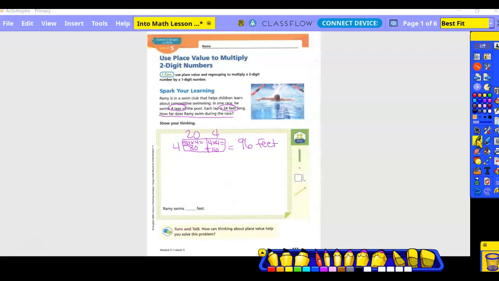Let's see if we can get that with base 10 blocks. So, how many longs do I do? Any flats? No, because we don't have any hundreds, right? How many longs do I do? 2, and then 4 small cubes, correct? Okay, and I need to do that how many times? 4 times.